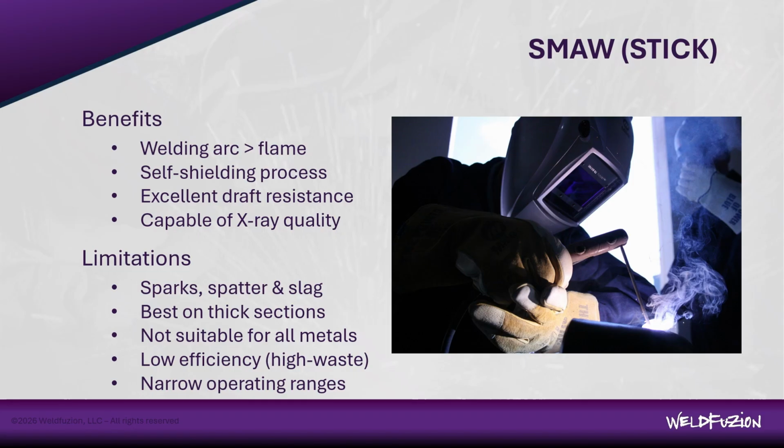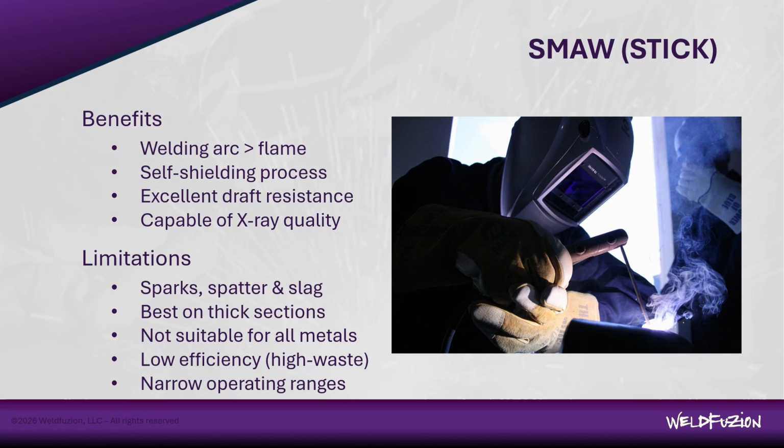So we have a lot less heat input to the material, a lot less heating of the piece as we form a puddle, and we can get more done. The process uses a flux-coated consumable electrode that is self-shielding from the atmosphere, so no gas is required, only an electric arc welding power source to get the job done. Because the flux forms a slag coating over the weld, it has an excellent draft resistance and is capable of producing high-quality X-ray welds on steel and stainless.